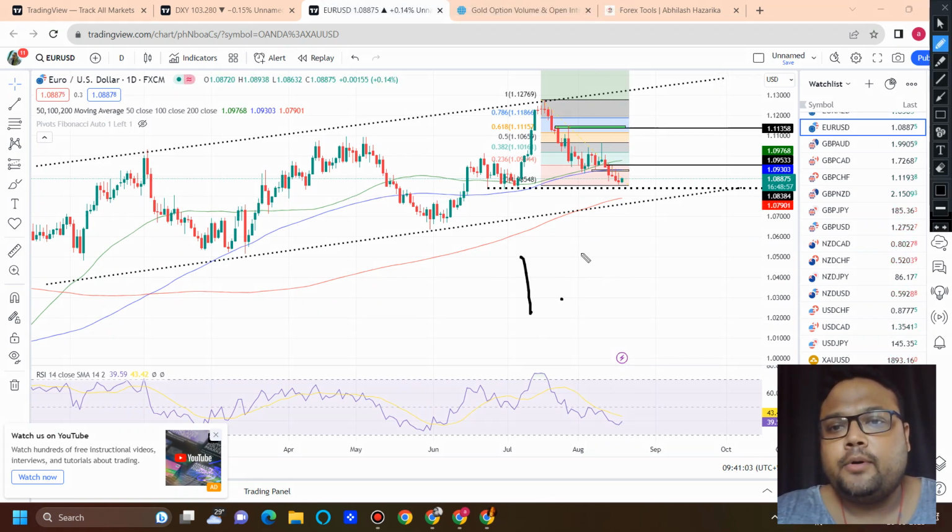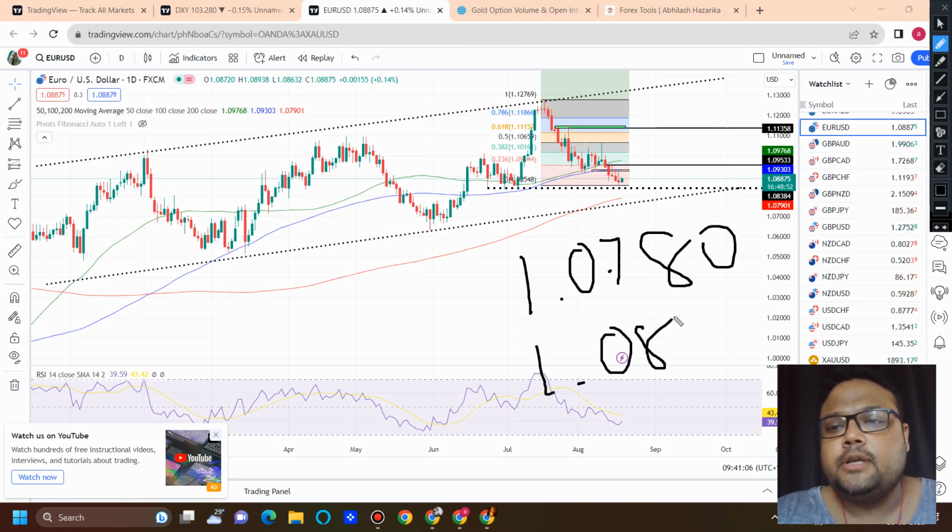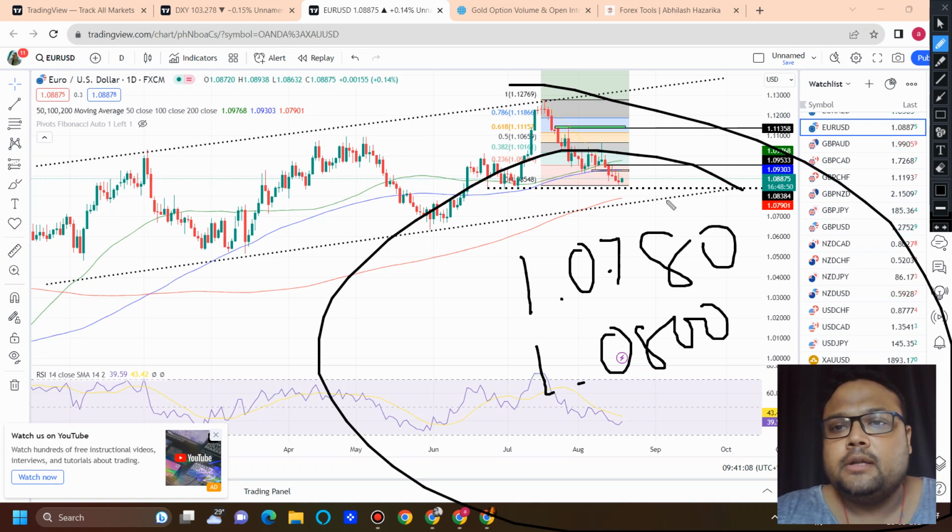1.0780 to 1.0800. This is the level where you can expect the buyers to be present, and this is also the level where we can expect Euro USD to get the support and bounce back.